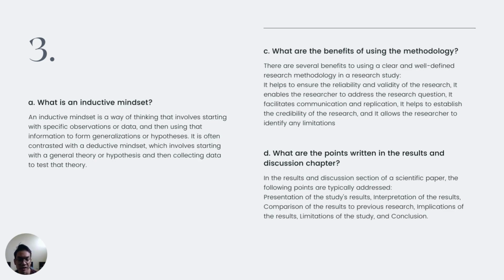And the next is D. What are the points written in the results and discussion chapter? In the results and discussion section of a scientific paper, the following points are typically addressed. First, presentation of the study results. Second, interpretation of the results. Third, comparison of the results to previous research. Fourth is implication of the research. Fifth is the limitation of the study. And the last is conclusion.